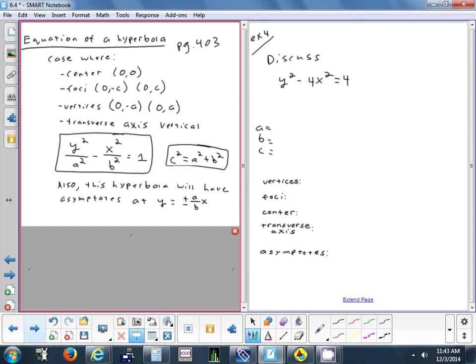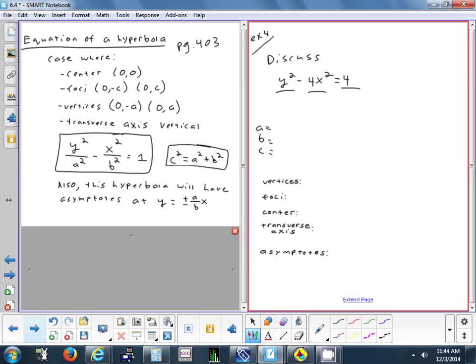Okay, so we'll do the same thing we just did on the last problem. We'll just discuss it. Okay, Zach, what do we have to do before I can discuss this one? I'm going to make it equal to what number? Equal to 1. Yep, equal to 1. And how do I do that? Divide everything by 4.